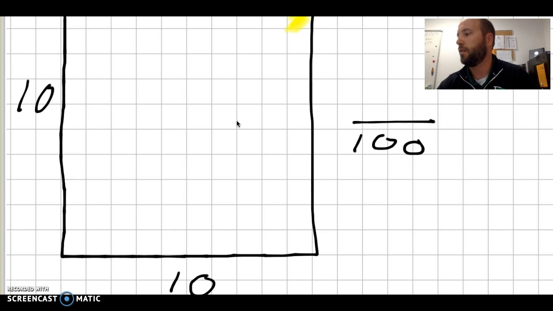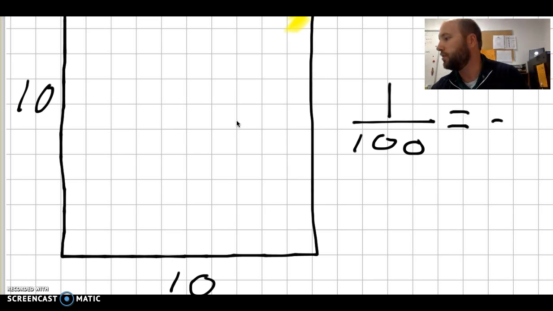Okay? That represents a fraction, a part of a whole, right? It represents 1 out of 100, or a hundredth, which is also equal to, okay? Because we don't have a tenths there, we have a hundredth. So it's 0.01, 1/100th.